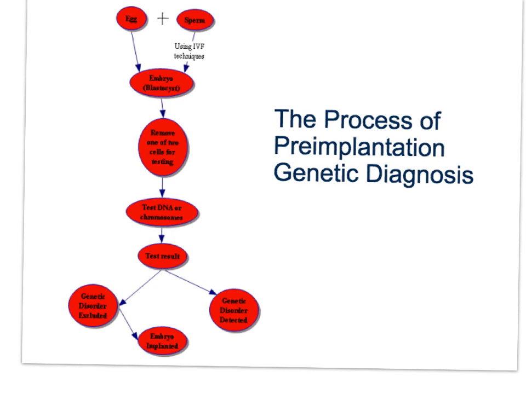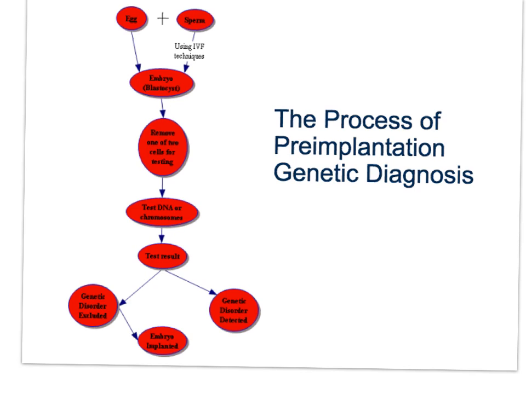IVF in general is where you take the egg out of the mom and the sperm out of the dad, and you combine them together in a petri dish. So that is where you make your embryo. You let them grow for 3 or 5 days, and then you implant the embryo back into the mom. So you take the individual gametes, the egg and the sperm, out of the parents, you put them together in a lab, you let them grow for a couple days, and then you put them back into the parents.